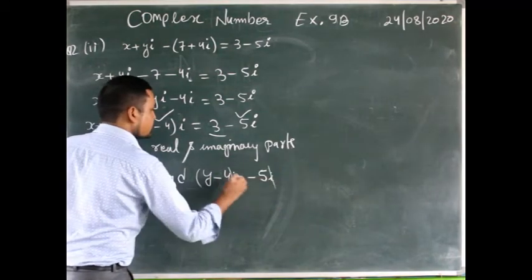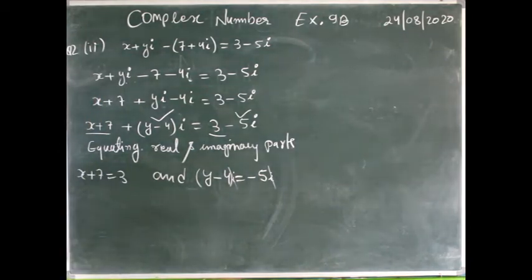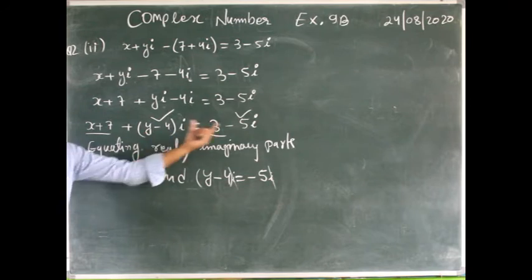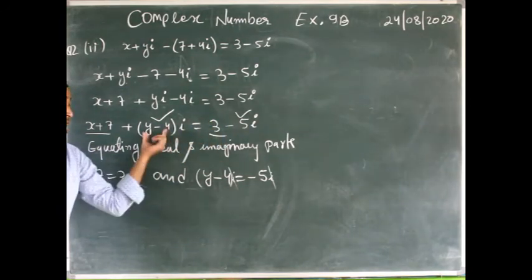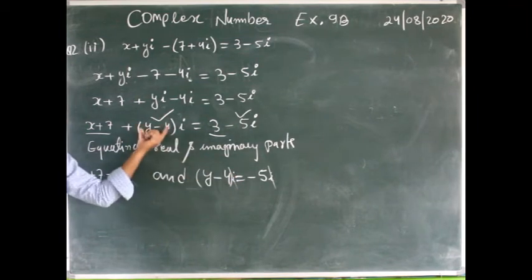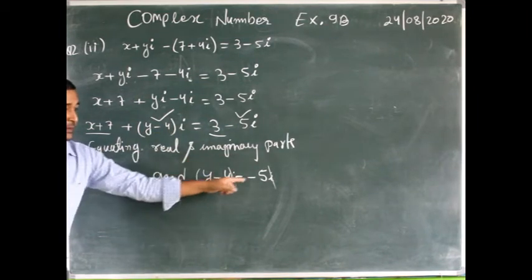Then this i gets cancelled. Otherwise, you can write the expression with the coefficient of i only, without writing i. Write the coefficient of i from here and the coefficient of i from there. If you want to write the whole terms, you can, then cancel the i.